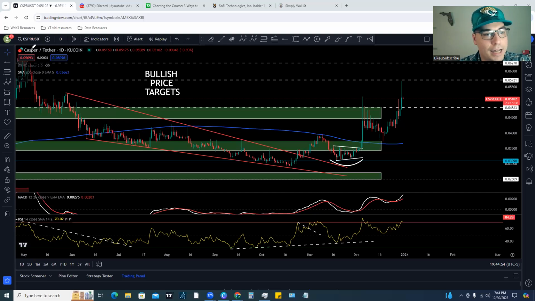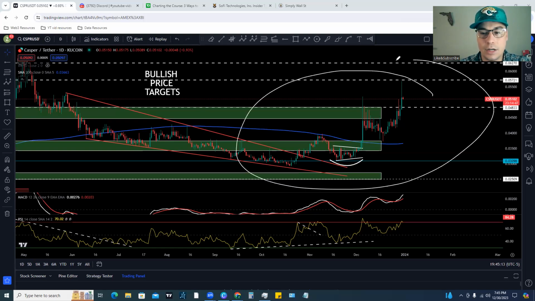Today, we're going to take a look at Casper, CSPR. We're going to do an update on this one because it has come back to our first bullish price target, came up to our second bullish price target, and we're going to go over where Casper can potentially go in the future and really just give you guys a nice technical analysis update.